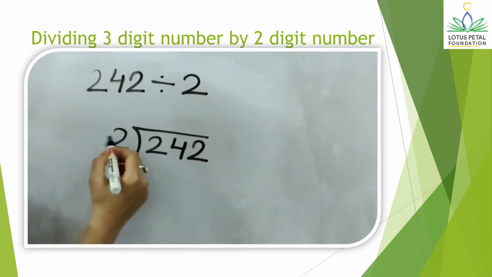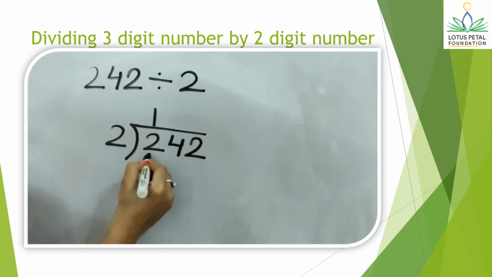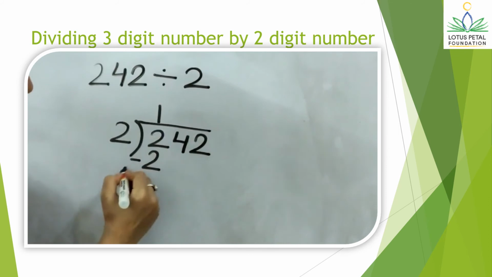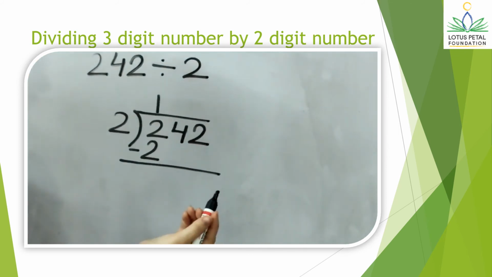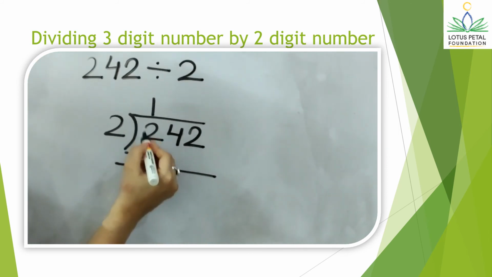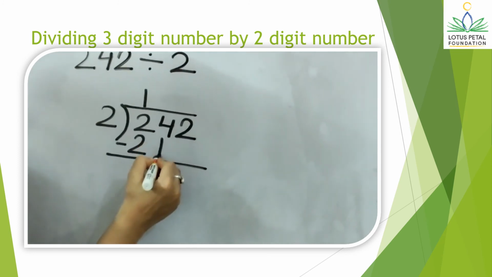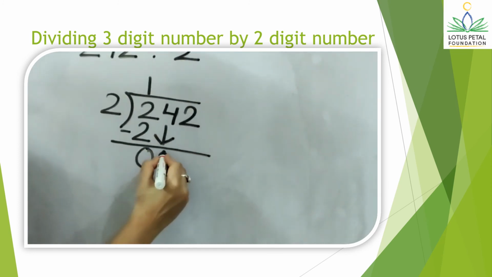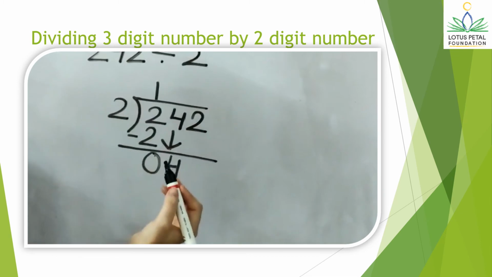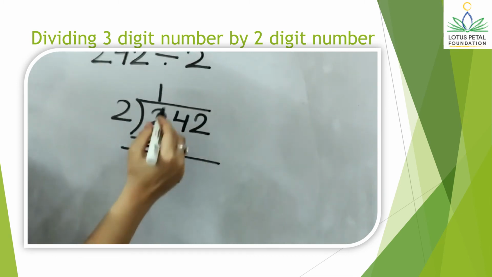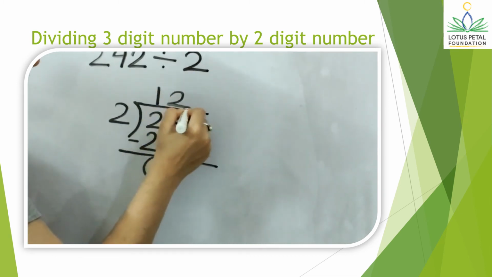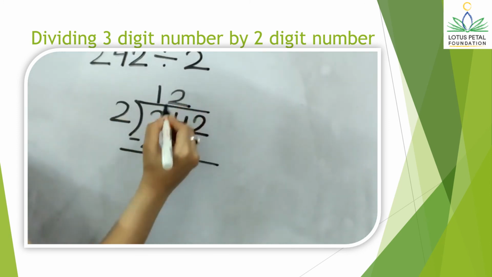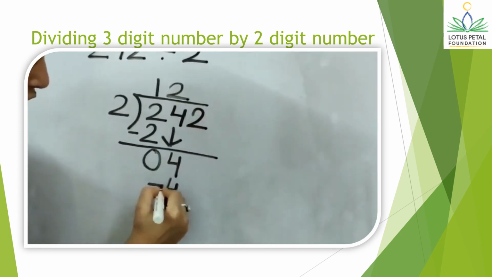The table of 2. So 2 ones are 2. We wrote it here as 2 ones are 2, and then what's our next step? We have to subtract. 2 minus 2 is 0. Then what will come down? 4. How many times does 4 come in the table of 2? Yes, 2 times. So you will write 2 over here. 2 twos are 4. You will write 4.